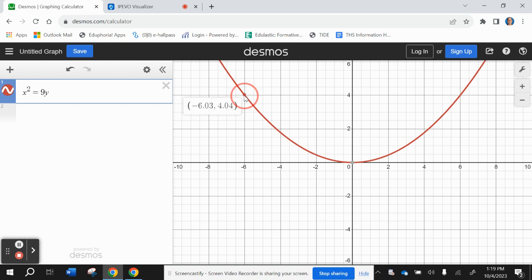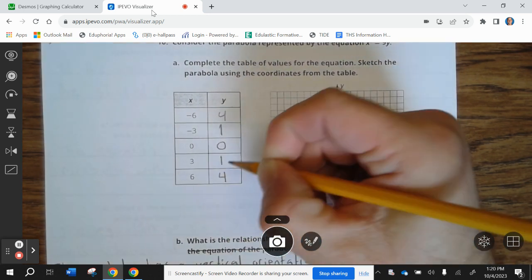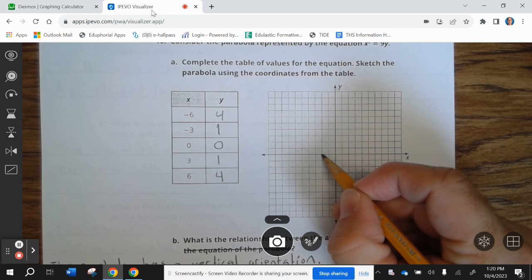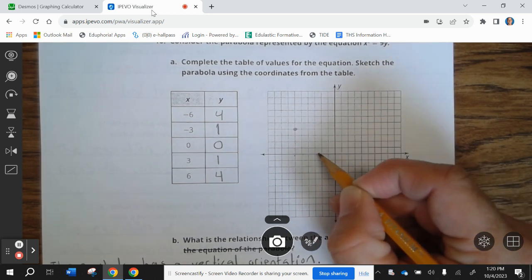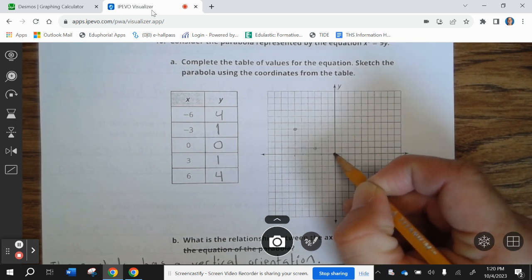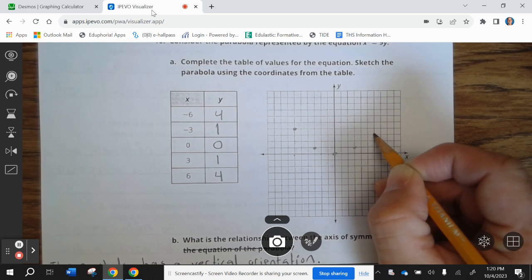So when x is negative 6, I'm going to click right there, and that is 4. When x is negative 3, it looks like 1. (0, 0). And we know that this is symmetric, so this would be 1, this would be 4. So (-6, 4), (-3, 1), (0, 0), (3, 1), (6, 4).